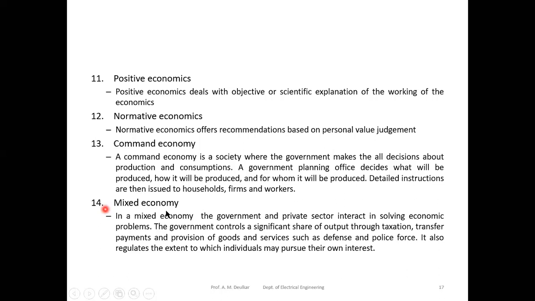Next is the mixed economy. In a mixed economy, the government and private sector interact in solving economic problems. The government controls a significant share of output through taxation, transfer payments, and provision of goods and services, such as defense and police force. It also regulates the extent to which individuals may pursue their own interest. So one economy is the command economy, where some commanding force is there. One is the mixed economy, where there is a significant share of government, and also a significant share of individuals, as an individual person or as an individual firm or industry.